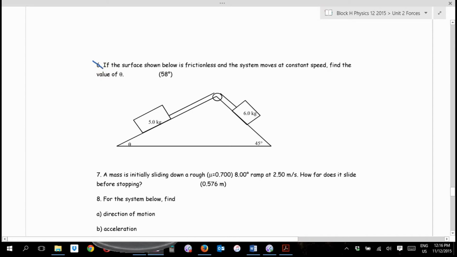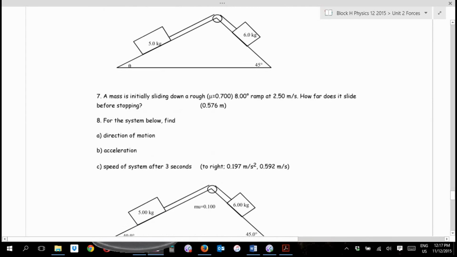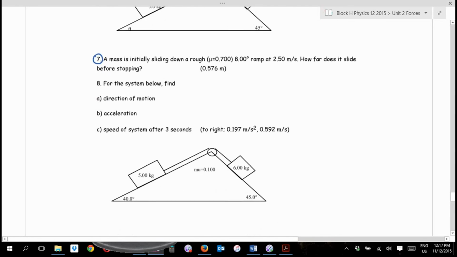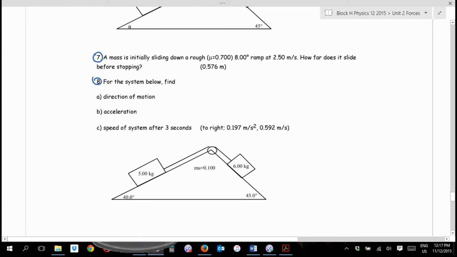That's finding theta, which means somewhere along the way you would end up going shift sine or shift cos, but eh. I like number 7. Number 7 is a nice question. I like number 8. Number 8 is a nice question.